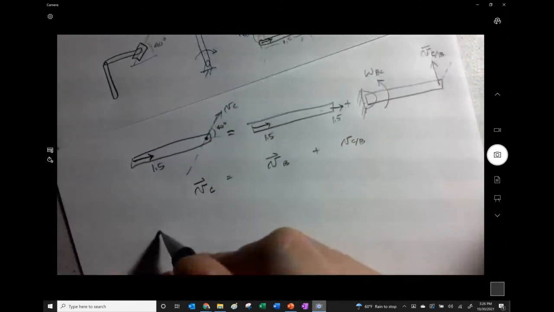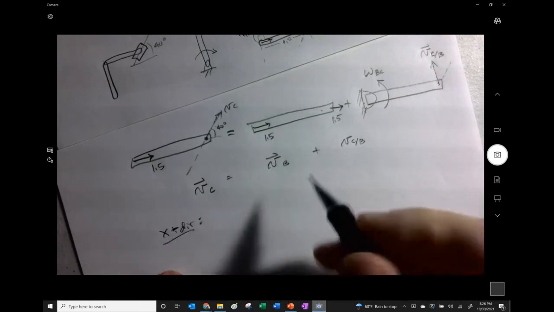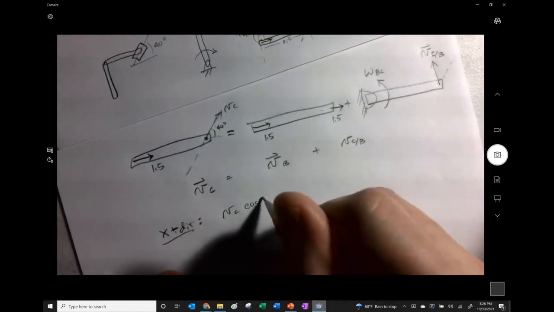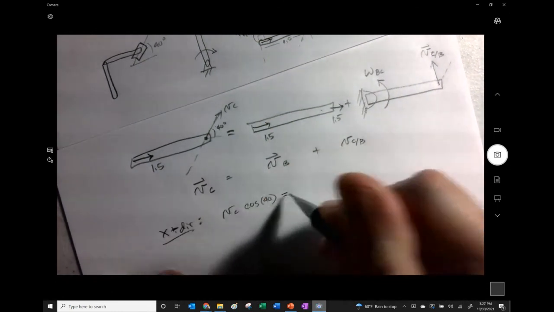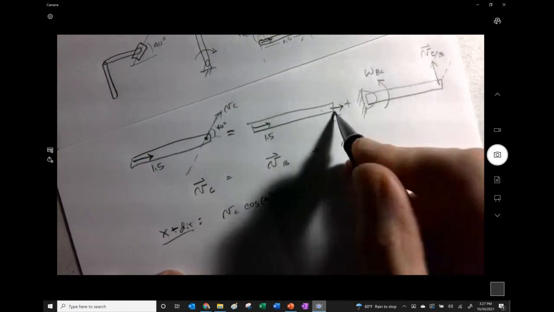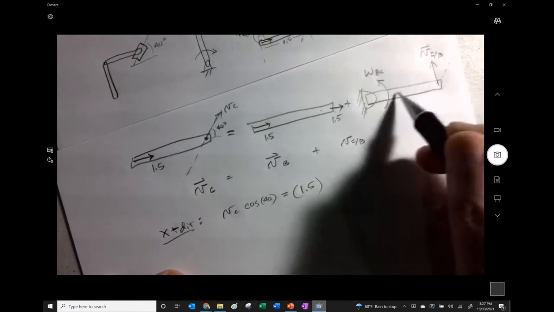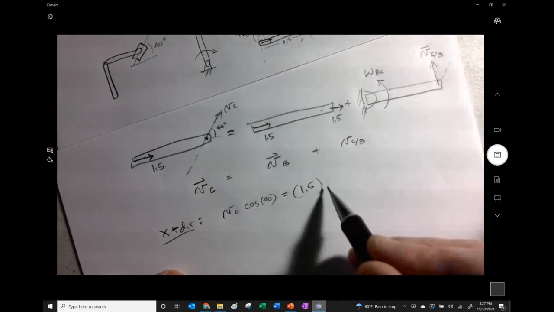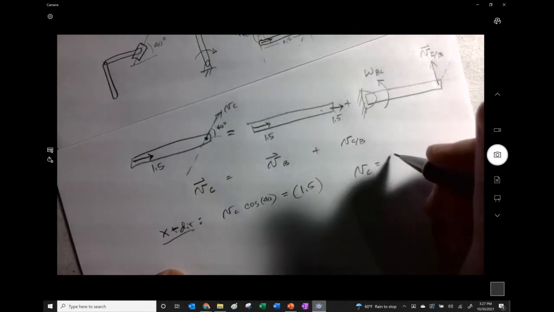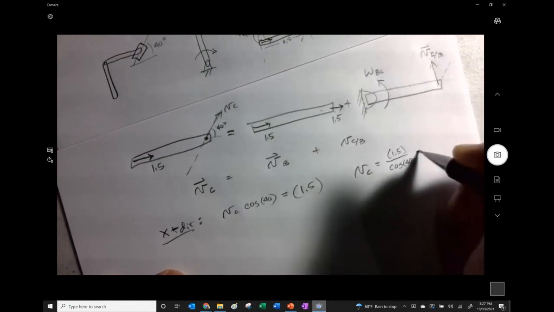So I write here for the X direction, I meant to make it a hyphen right there. We'll say VC times the cosine of 40 is going to be equal to 1.5. That's right there. But then we don't know anything over here, there's nothing in the X direction for this right there. So that's good. So actually, you could just say the velocity of C is going to be 1.5 divided by the cosine of 40.